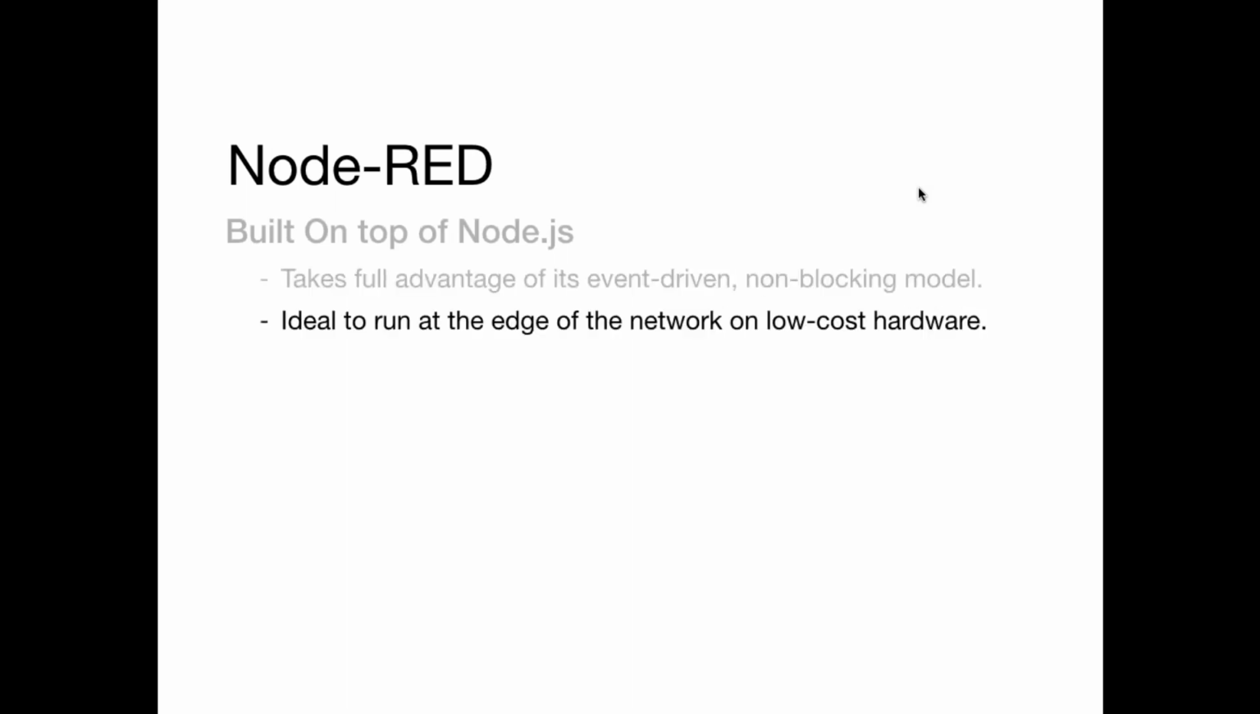It's ideal to run at the edge of a network or on low-cost hardware. That tends to be particularly important when you're dealing with IoT devices, right? You might have a Raspberry Pi, you might have a Particle Argon or Boron that don't have a lot of power, and yet they're able to run NodeRed because there's a UI layer and there's a node layer, but there's not a lot on top. There's not a lot of overhead.